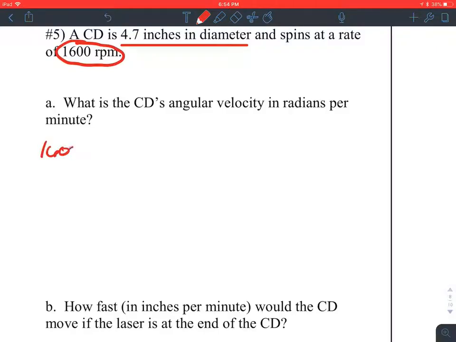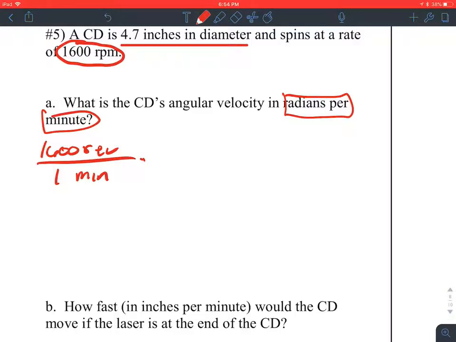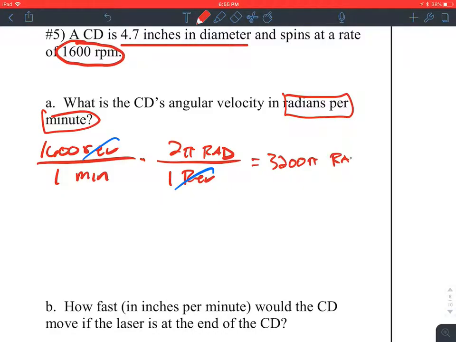Well, we're given this ratio. We're supposed to change it to radians per minute. The bottom's already minutes. To get into radians, 1 revolution is equivalent to 2 pi radians. That's one of the facts that we wrote on the front. Revolutions cancel. We are in radians per minute. This is going to be 3,200 pi radians every minute.